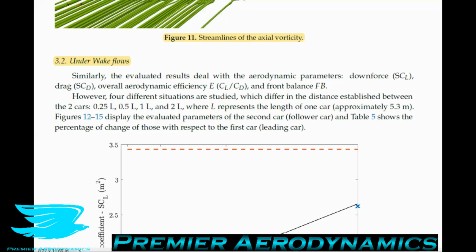Welcome to Premier Podcast number 119, and today we're talking about the aerodynamics of tandem F1 cars. So in the last podcast, in 118, we looked at the aerodynamics of just one F1 car on its own. Now we are looking at the effects of the upstream F1 car on the downstream one and vice versa, and how the distance between the two affects each one's aerodynamics. So for example, the lift and the drag production.